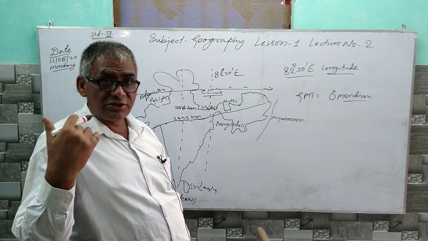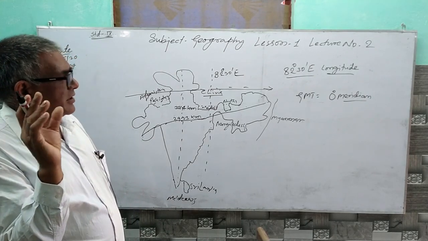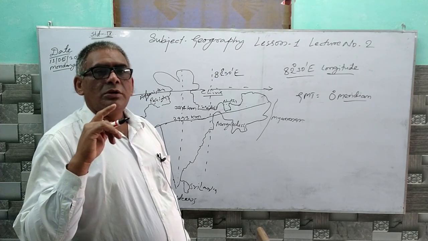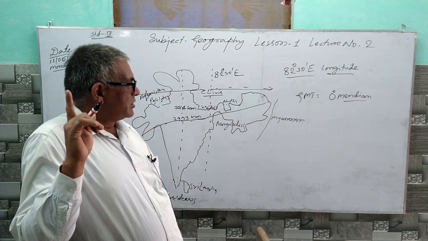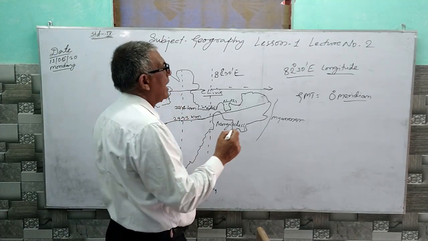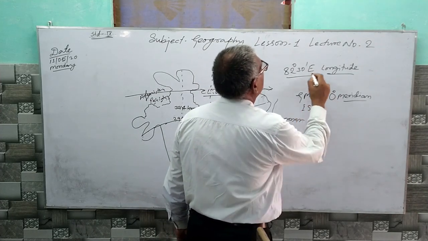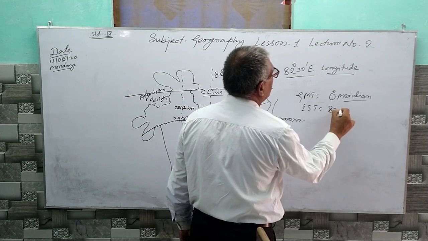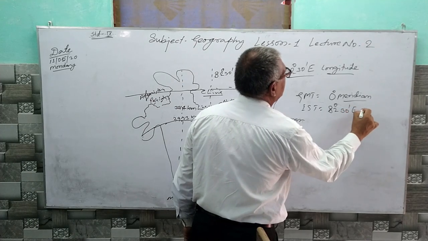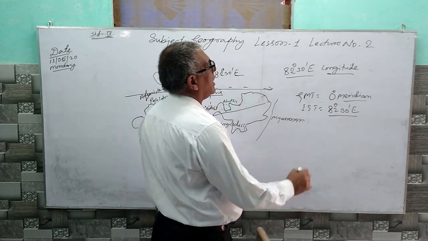Either the countries to the east of the 0 degree meridian or the countries to the west of this 0 degree meridian. So GMT follows the time of the 0 degree meridian and IST follows the time of the 82 degree 30 minute east meridian. This is IST and this is GMT.